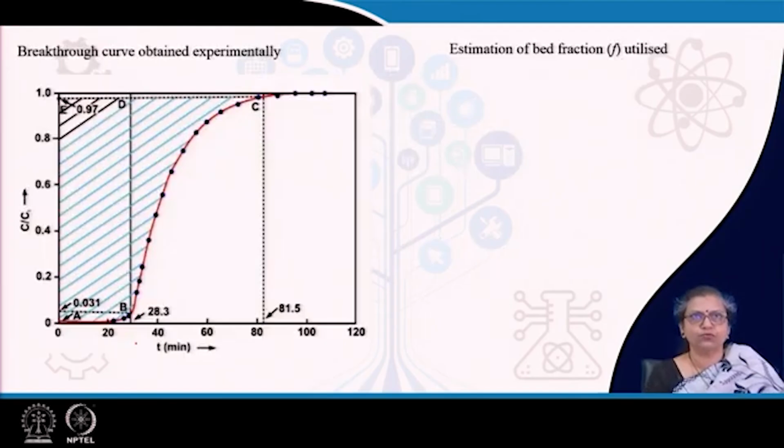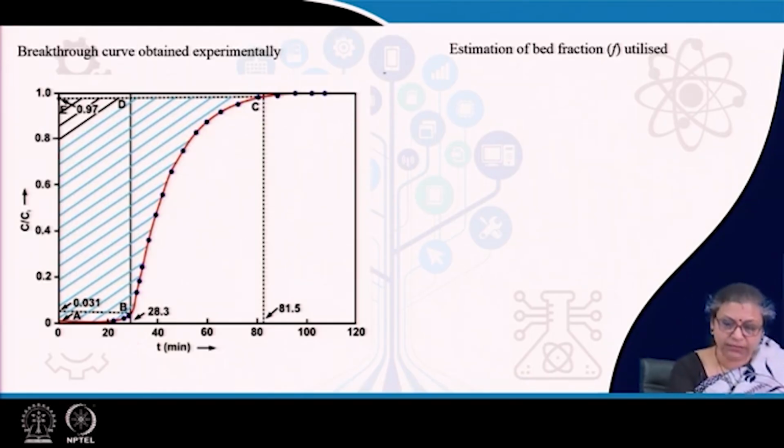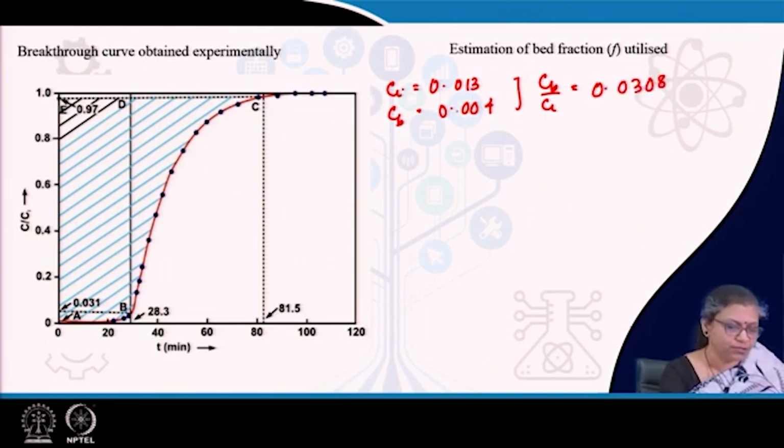So, to start with, what do we do? The first thing that we do is, using this particular breakthrough curve, here we know Ci, this is equal to 0.013. C breakthrough, if you see, I have marked all of these, this is 0.004. So, from here I can find out what is CB by CI. I will just write down the values, you can check it up for yourself.